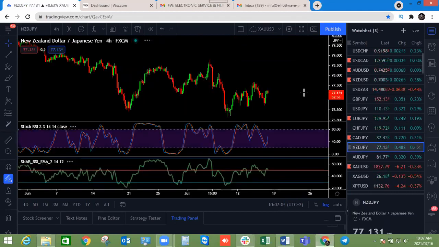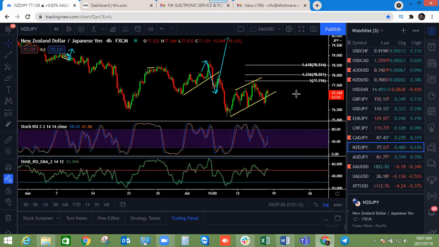New Zealand yen. Okay, this is how we looked at the structure on New Zealand yen. We're looking at this to be a three-wave structure and for this to drop. Okay, it doesn't look like it's dropping currently. We're making this pullback. So New Zealand has been showing strength for some time, so we may just see this one push to around these levels. We will confirm the structure when we get to around these levels.